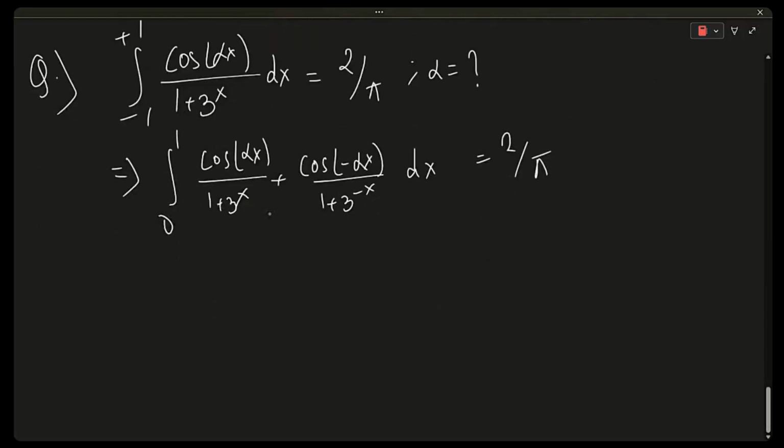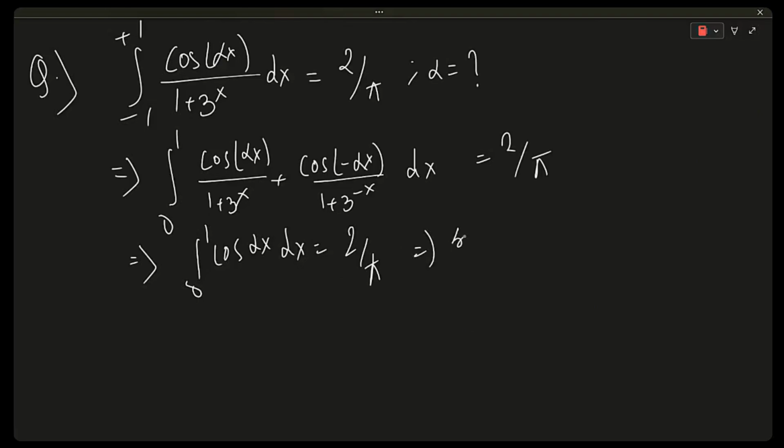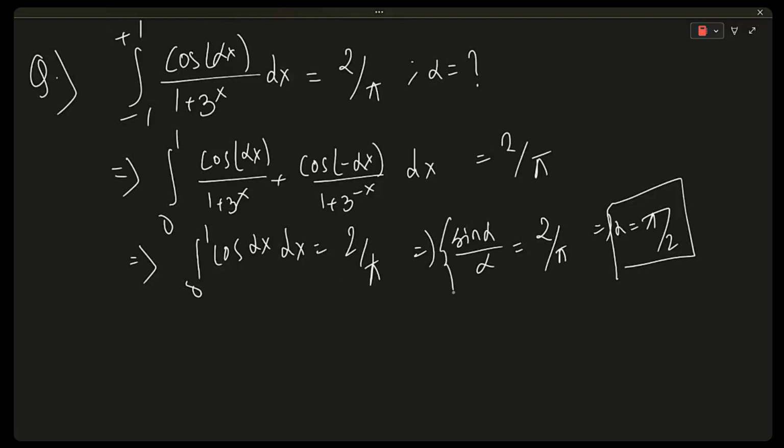Now, cos of minus alpha x is cos of alpha x only, and 1 plus 3 to the power x will get cancelled because the second term will have a 3 to the power x in the numerator. So this would become 0 to 1 cos of alpha x dx, which is 2 by pi, or in other words, this will simply become sine alpha by alpha, which is 2 by pi. This would mean alpha is pi by 2 just from observation. Notice that it is not the only value because we have not proved it yet, which is not required since you are giving joint entrance examination and not a subjective exam, correct?